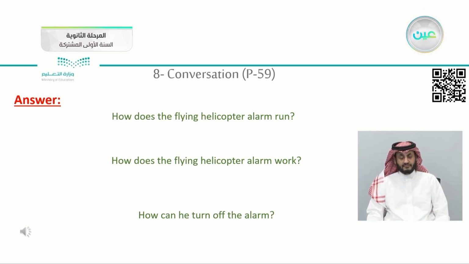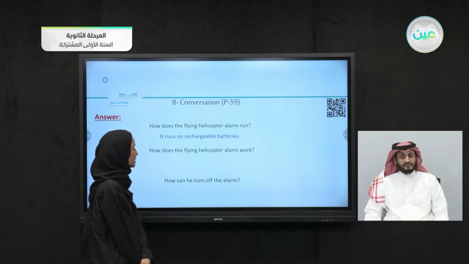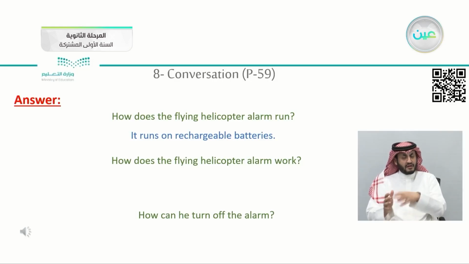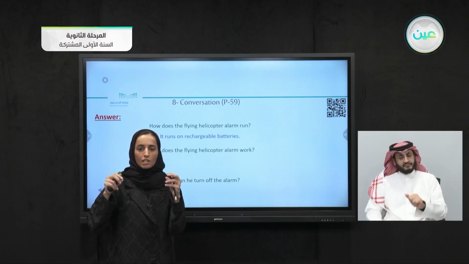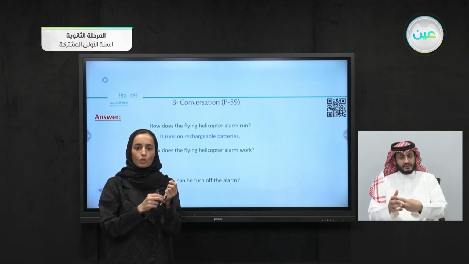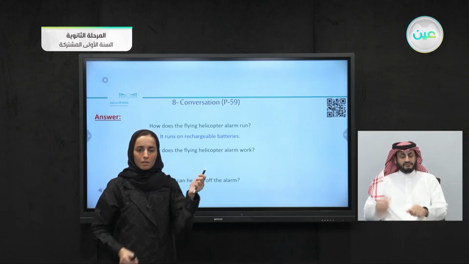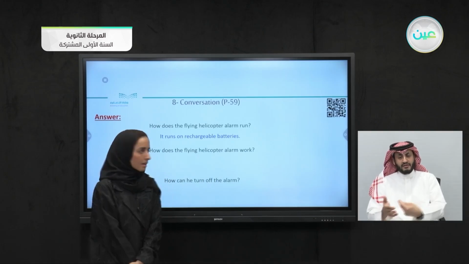So, let's speak about the flying helicopter alarm. How does it run? He said it runs on rechargeable batteries. So not any other battery. These batteries are not disposable. You're not going to throw them away. When they die, you will take them and plug them in, just like your phone. You will plug it into electricity, then you can use it again and again.